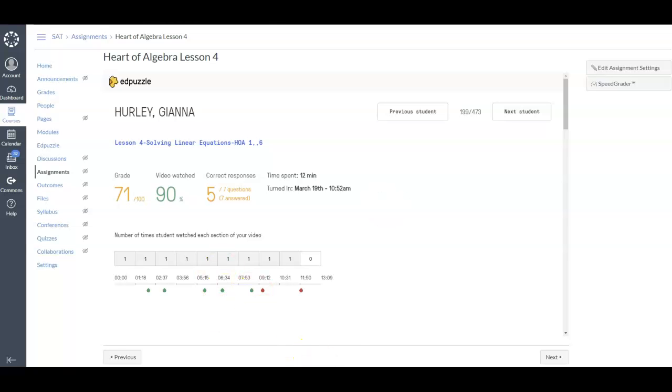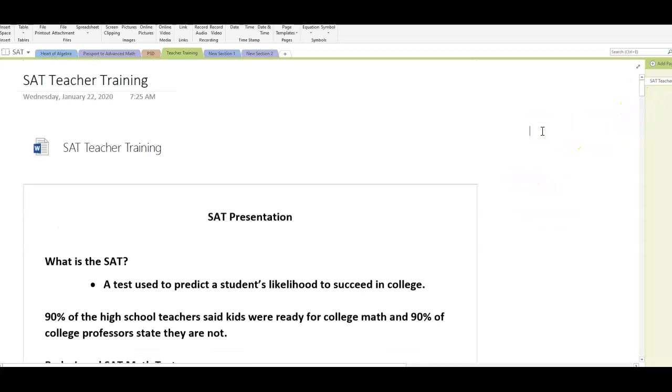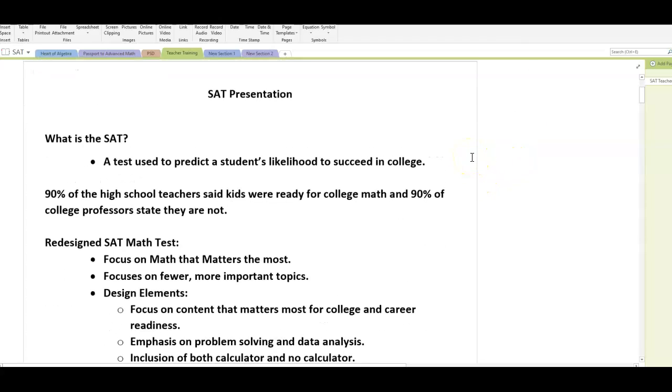Now, once I created that, I had to train the teachers. I was surveying teachers to ask them, how familiar are you with the test?